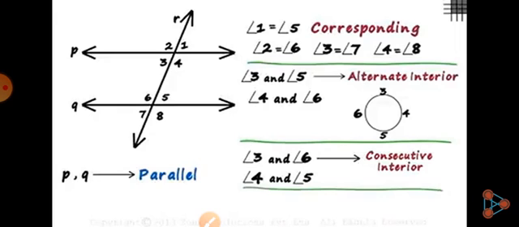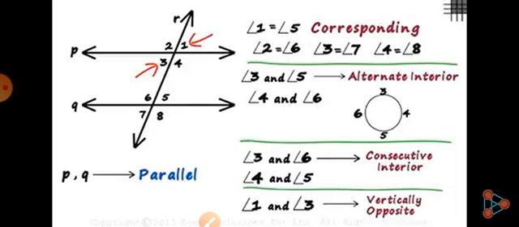And the last types of angles that are formed are vertically opposite angles. Angles 1 and 3 are called vertically opposite angles. In all, there are four pairs of vertically opposite angles. Apart from angles 1 and 3, we have angles 2 and 4, angles 5 and 7, and angles 6 and 8 as the other three pairs. And vertically opposite angles are always equal. These were the different types of angles that were formed when a transversal meets two parallel lines.